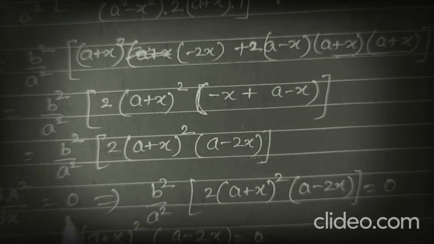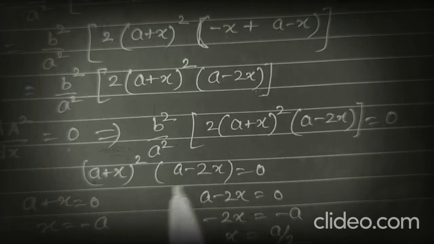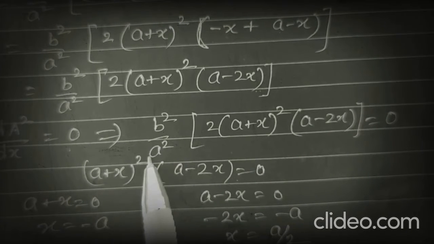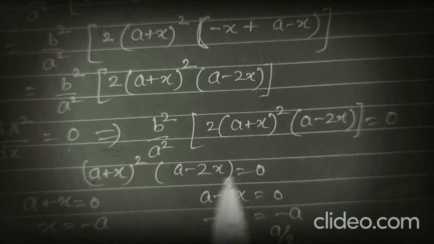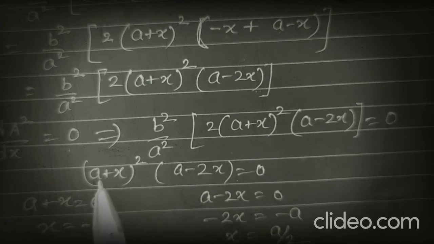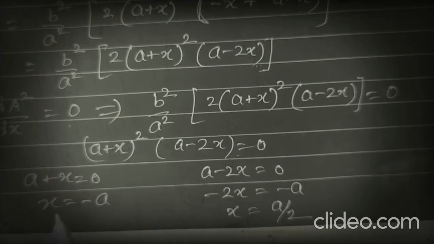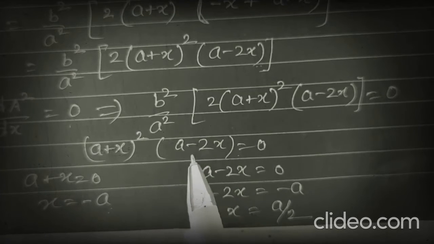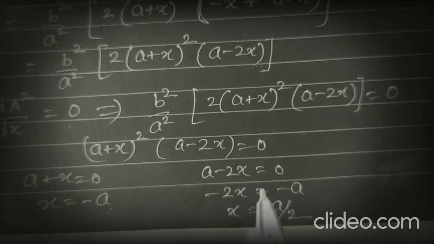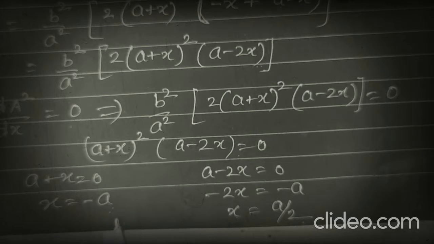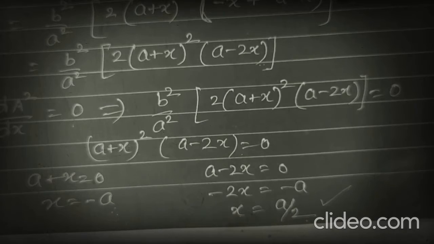Now we will take the first derivative as 0. Then what is the value of x here? If (a plus x) whole square is equal to 0, then a plus x should be 0, because if the square is 0, then that number should be 0. So x is equal to minus a. And here a minus 2x is equal to 0, then x is equal to a upon 2. But x cannot be negative here. X is the value of a side, so it should not be negative. So we will use x is equal to a by 2.